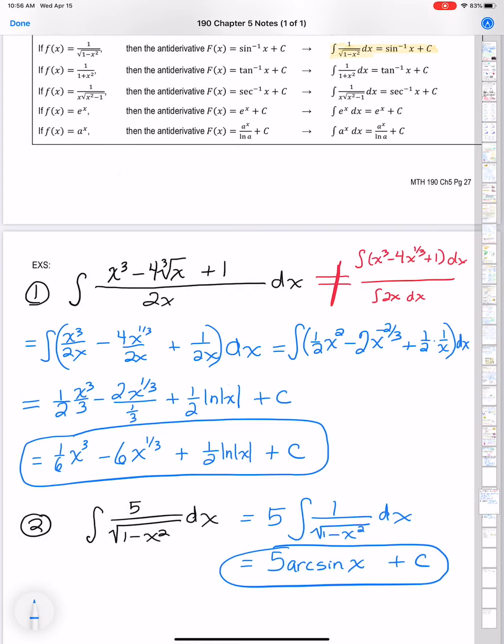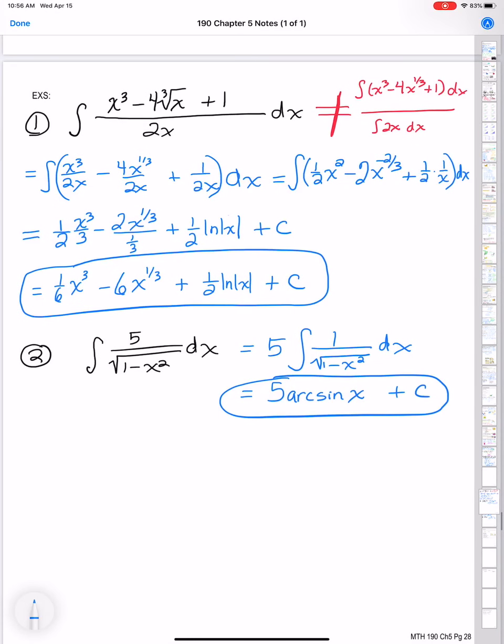All right, let's just take a look at one more. So again, all we're really doing here is just reviewing some of our antiderivative rules, but essentially just using our indefinite integral notation here. So number 3, let's take a look at the integral of 2 cotangent squared of x dx.